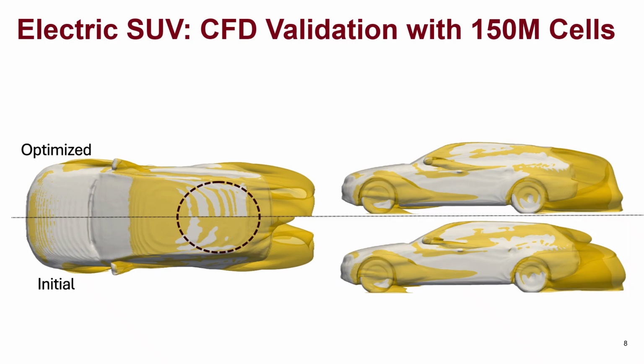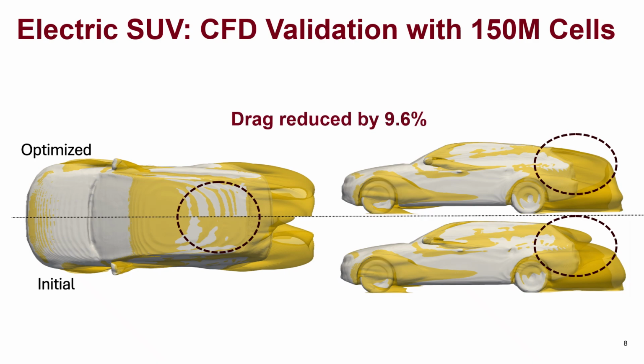Here, the optimized geometry shows less flow separation. In addition, the wake region behind the car is more structured and less chaotic compared to the baseline, indicating reduced pressure drag and better control of the rear wake. This led to a 9.6% aerodynamic drag reduction.